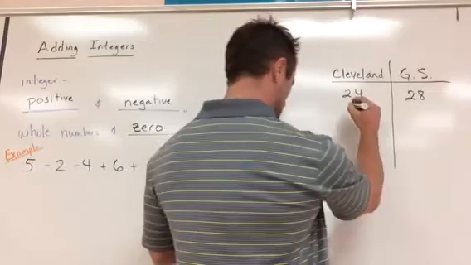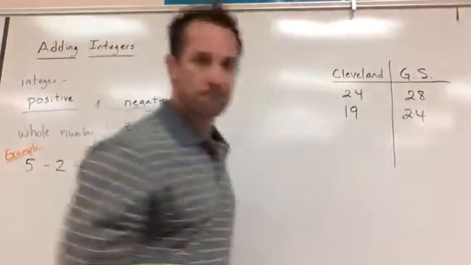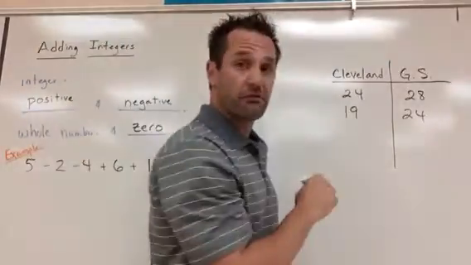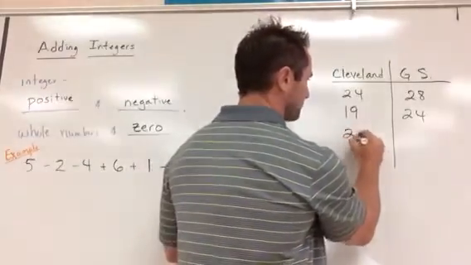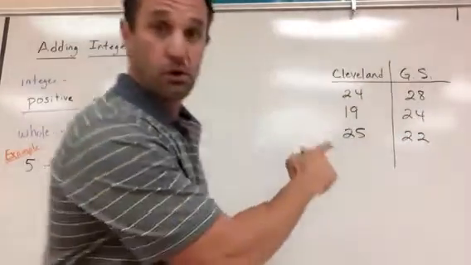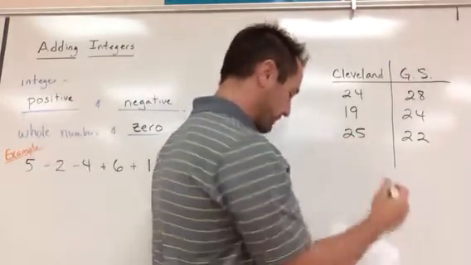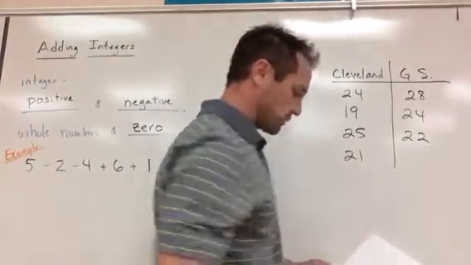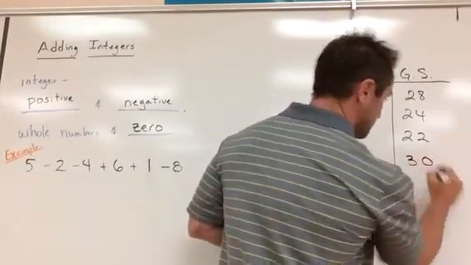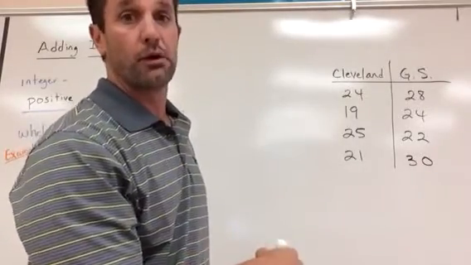Let's look at the second quarter. Cleveland scored 19 points. Golden State scored 24. Who won that quarter? Golden State won again by 5. Third quarter, Cleveland 25, Golden State 22. Who won that quarter and by how many points? Cleveland won by 3 points. And in the last quarter, Cleveland scored 21 points and Steph Curry and the Warriors scored 30 points. So Golden State won that quarter by 9 points.